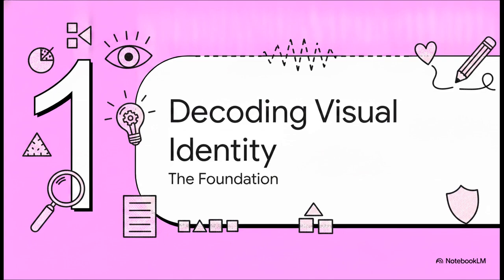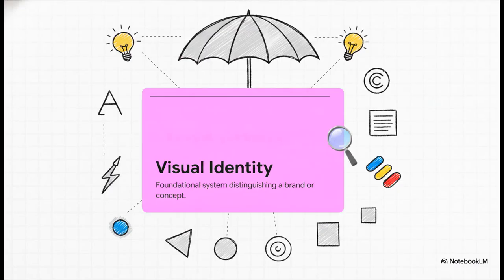Section 1, Decoding Visual Identity. So, visual identity is defined as the foundational system of visual elements that distinguishes a brand or concept. Look, before anyone can just sit down and draft a logo, they have to understand this massive overarching umbrella concept. Our source establishes this right out of the gate. You aren't just making a cool graphic here. You are literally engineering a whole system, colors, typography, shapes that communicate a very distinct personality. That's the exact mindset being established for these students from day one.